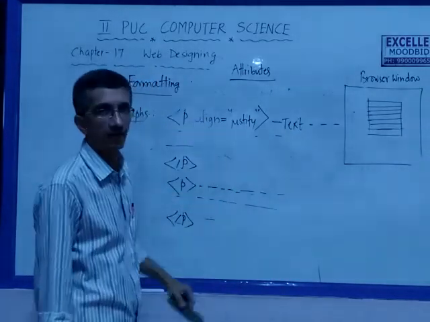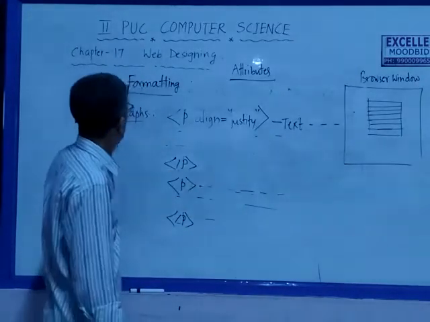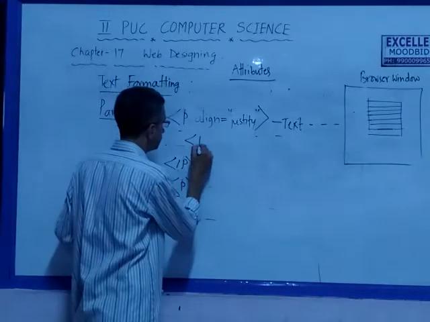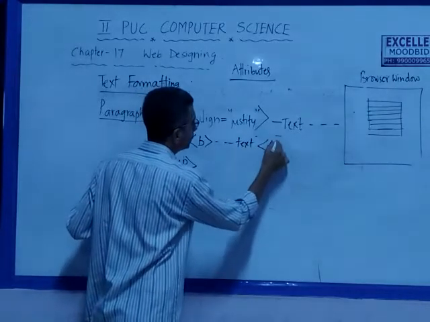Now after the paragraph tag, we have the text formatting tags like bold, italics and underline. Bold: the text here becomes bold, close B.